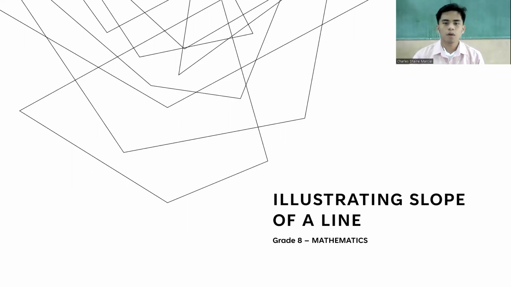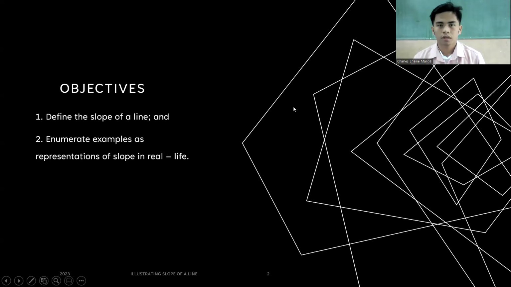Hello everyone, welcome to another video lesson for grade 8 mathematics, and our topic for this video is all about illustrating slope of a line. Alright, so that is our topic for this video lesson. Now, the objectives of this lesson are to define the slope of a line and enumerate examples as representation of slope in real life.